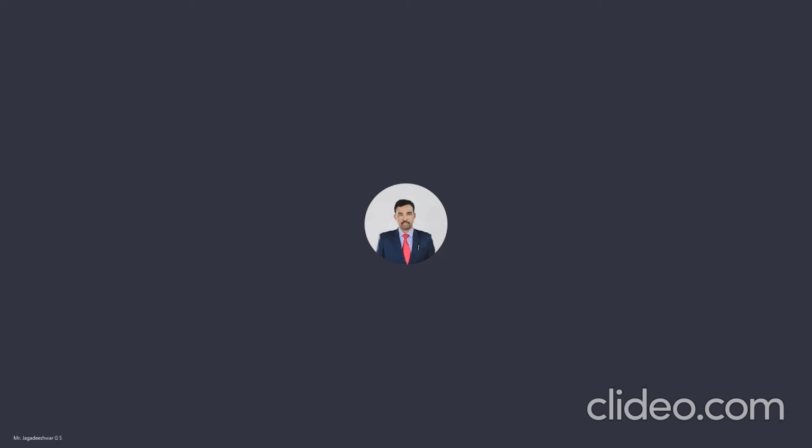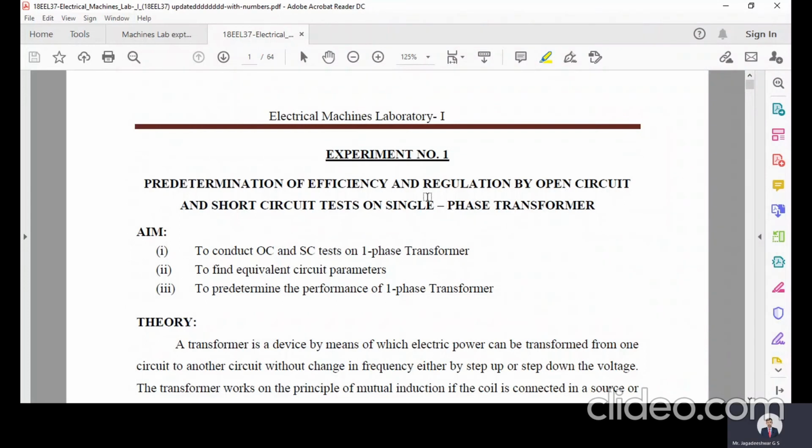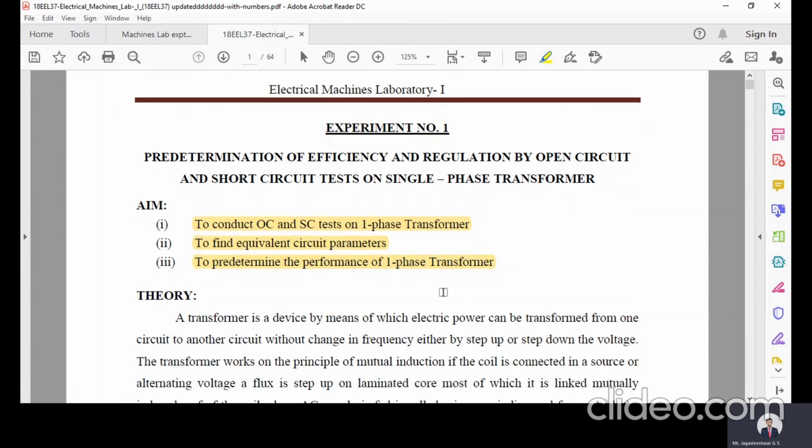Predetermination of efficiency and regulation by open circuit and short circuit test on single phase transformer. The aim of this experiment is to conduct an OC test on single phase transformer and to find the equivalent circuit parameters. And the third aim is to determine the performance of single phase transformer.